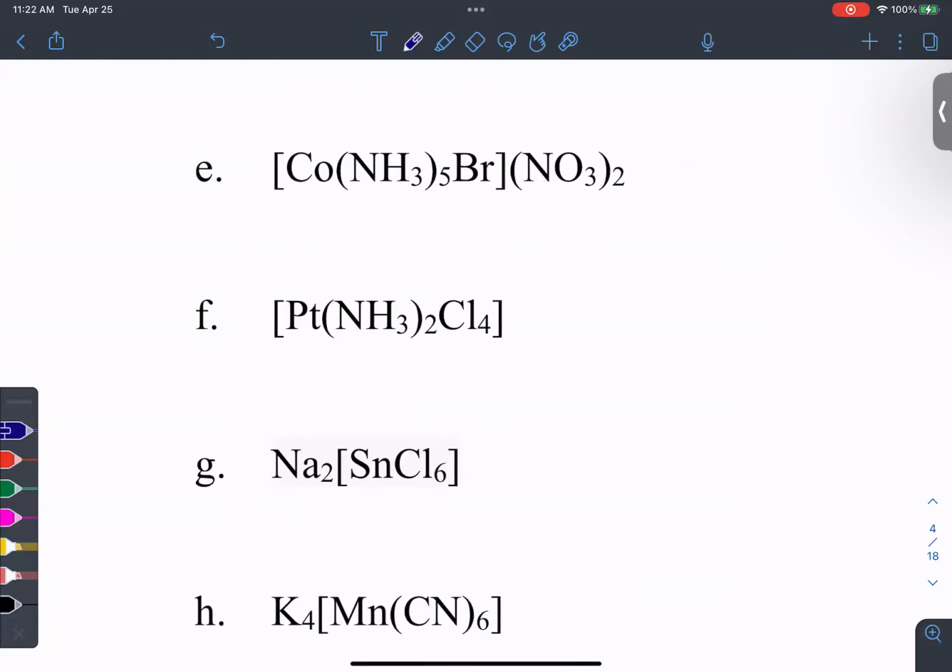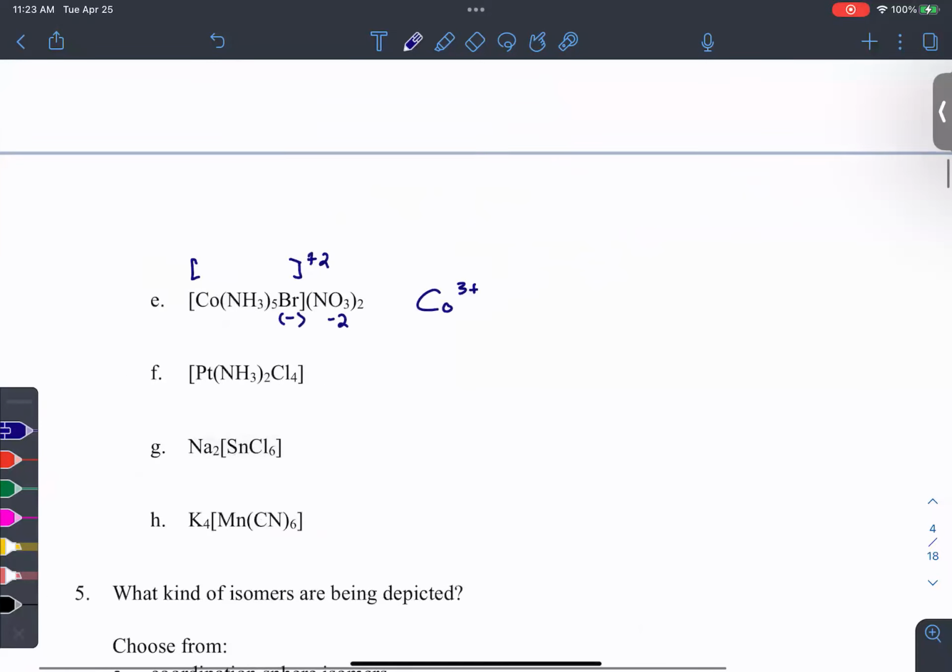What about this one? So what's the charge of this entire complex? +2, yeah, because nitrates are -1, so that's -2. All right, so what does that cobalt have to be? +3 again, great. Because bromide is -1, with -2 coming from nitrates, cobalt has to be +3 because ammonias are charge neutral. I did ammonia a lot.